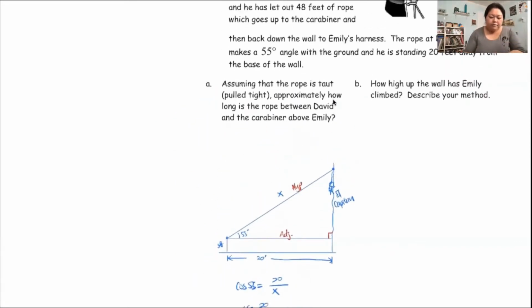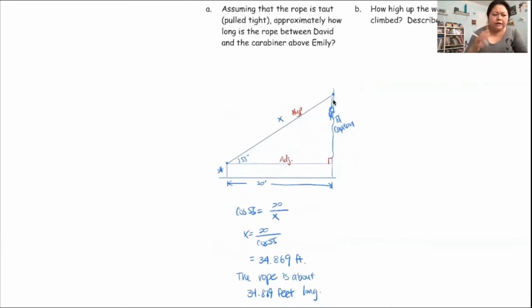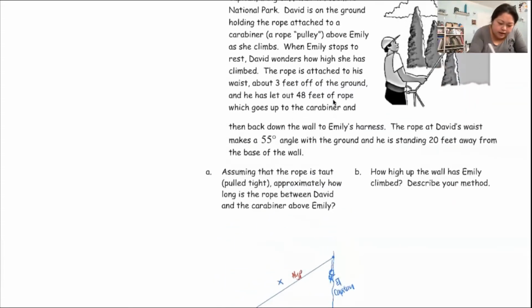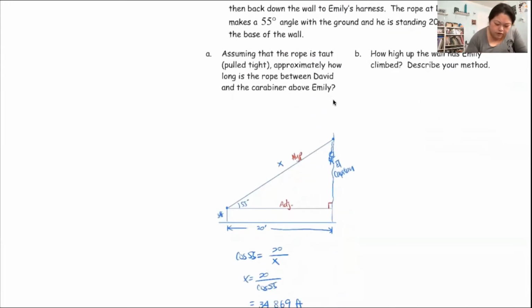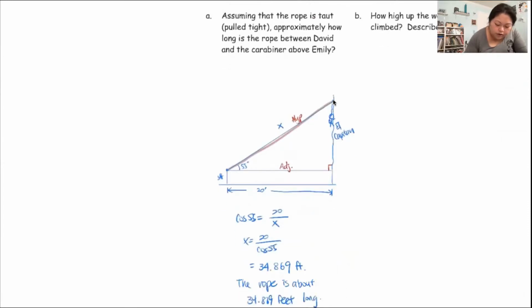Now, how high up the wall has Emily climbed? Describe your method. Now remember what they said. We don't know how high up she is, but we know that he has let out 48 feet of rope. It says right here, he has let out 48 feet of rope. Now, the rope we calculated, over here on the hypotenuse, is only 34.869. So the remainder of the 48 feet must be right here hanging down to Emily.